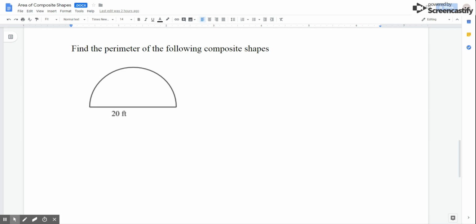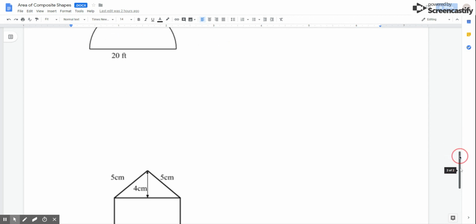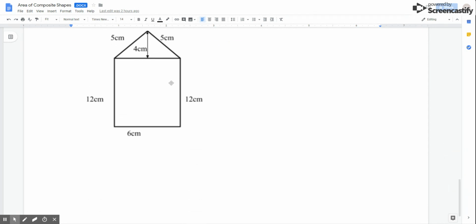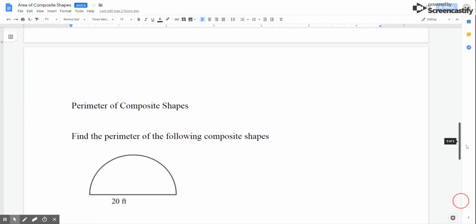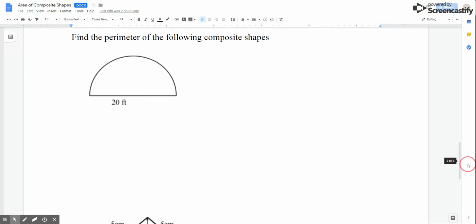Now we're finding the perimeter of composite shapes. So we're going to look at these two examples. We're going to find the perimeter of a semicircle and a triangle attached to a rectangle. Now, the perimeter by definition is the distance around the shape. So we have to find the distance of this line plus the distance of this curve.